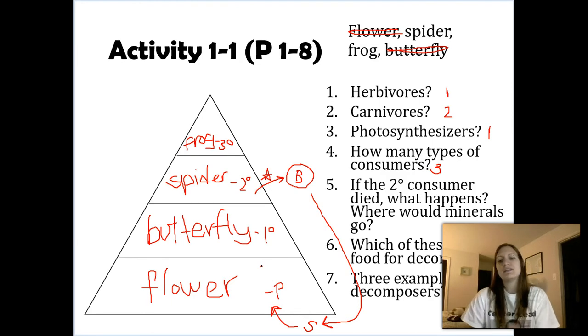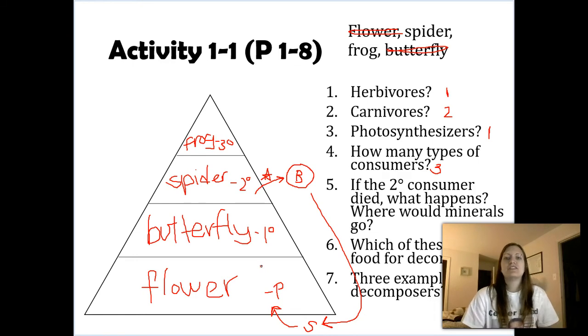Question number 6. Which of these can be food for decomposers? This one can be a tricky one. So the answer is all 4 of these: flowers, butterflies, spiders, frogs. Any single organism, doesn't matter what trophic level it is, if it dies of natural causes or it dies of not being eaten by something else, decomposers can come in. Vultures don't care if they're eating a deer or a cow or a wolf. They don't care. It's dead. So decomposers act on any level of the trophic pyramid.